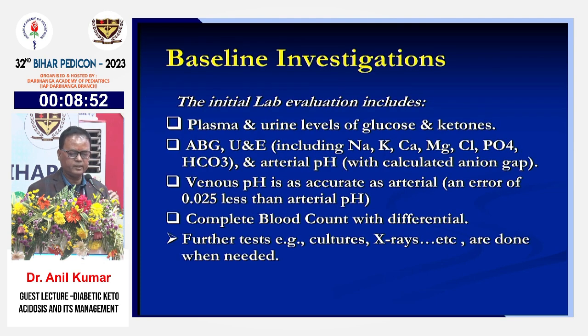Baseline investigation is very important: plasma and urine levels of glucose and ketones; blood gas, including estimation of sodium, potassium, calcium, magnesium, chloride, phosphate, bicarbonate, and pH. Venous pH is more important, as there is some error in the arterial pH. Complete blood count with differential count. Further tests are cultures. If we suspect infection because of fever, then we will go for the investigation. We will start antibiotic treatment after proper cultures. Without culture, we should not give any antibiotics.